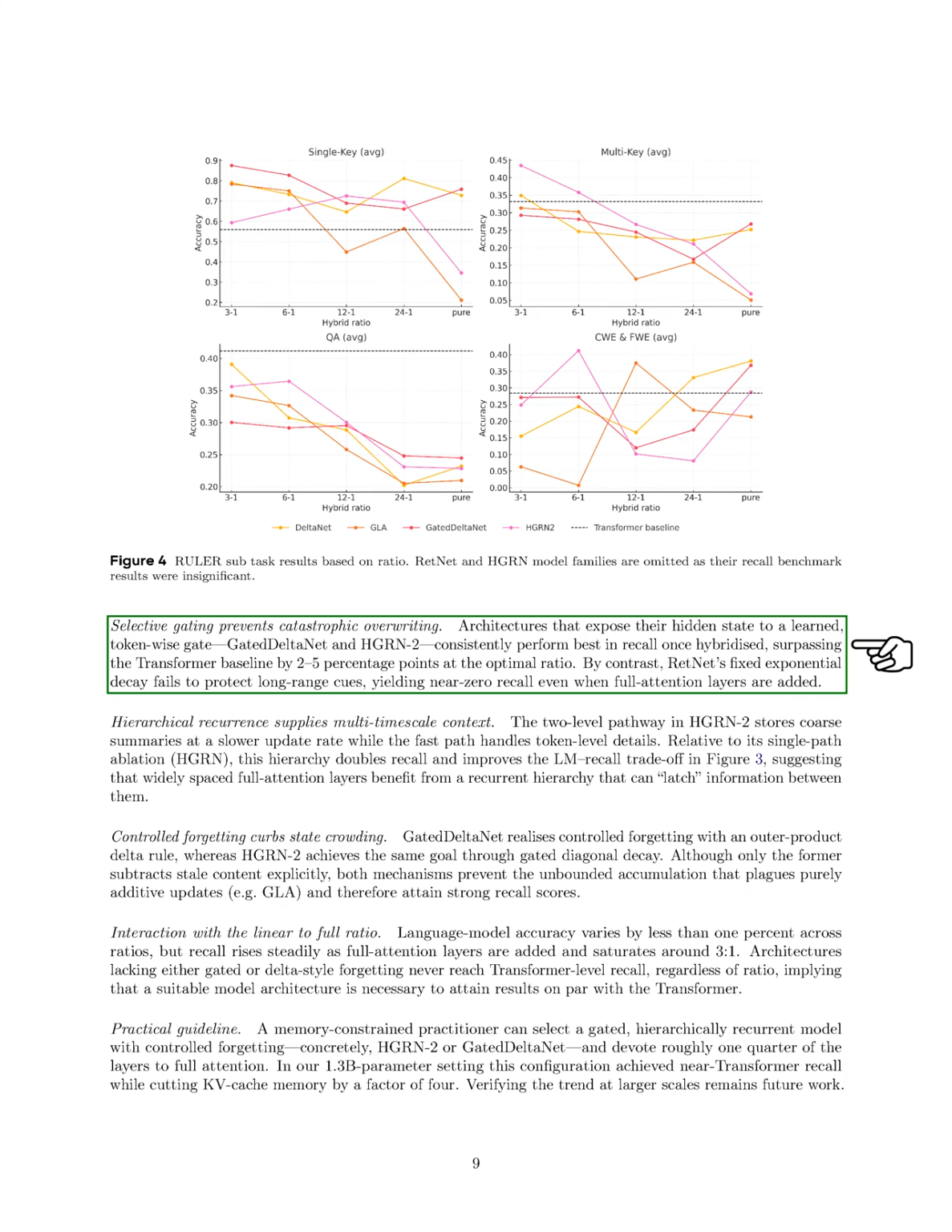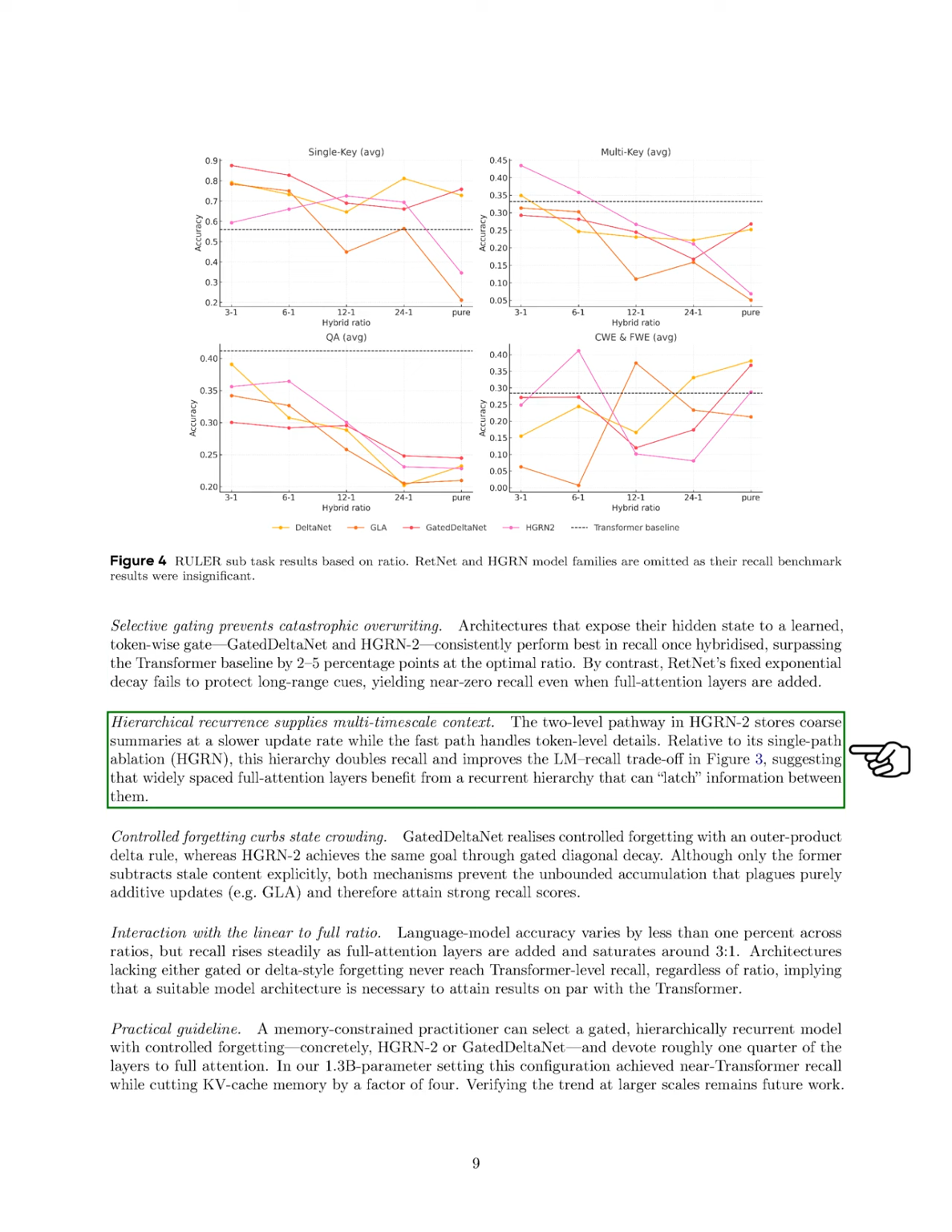Models like Gated DeltaNet and HGRN2, which use a learned gating mechanism, consistently outperform the transformer baseline by 2 to 5 percentage points in recall when hybridized. In contrast, RetNet's fixed decay method fails to maintain long-range information, resulting in very low recall even with full attention layers. Hierarchical recurrence adds valuable context over different timescales.